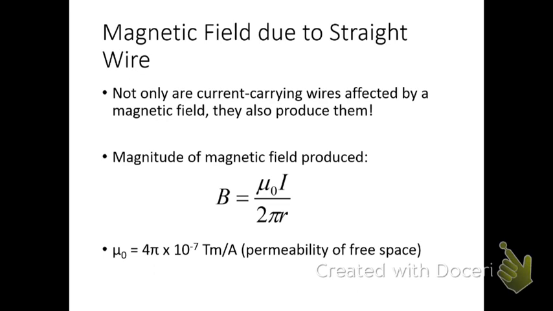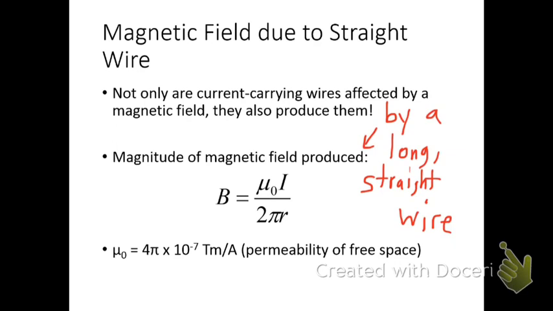Ooh, I should probably amend this slide. The magnitude of the magnetic field produced by a long straight wire. There we go. That's better. That magnetic field is going to be mu naught times I over 2 pi r. Right. Now, long straight wires produce circular magnetic fields, and the strength gets weaker the farther away you get from the wire.